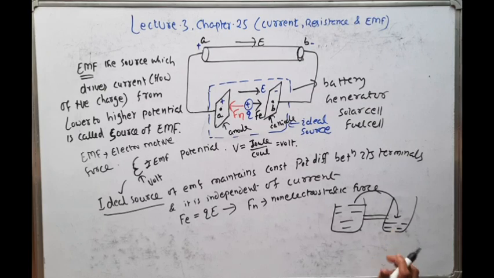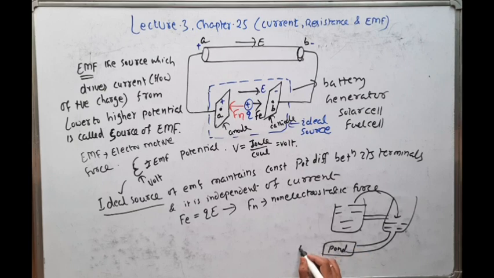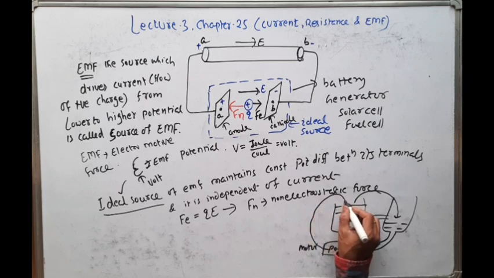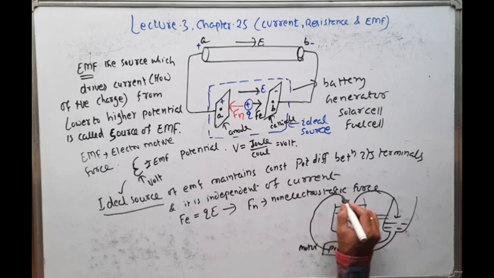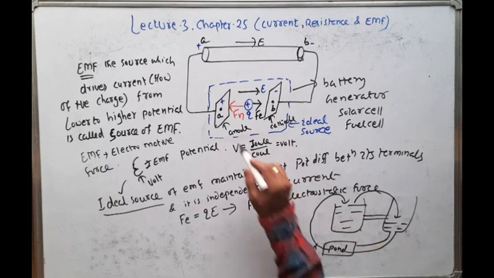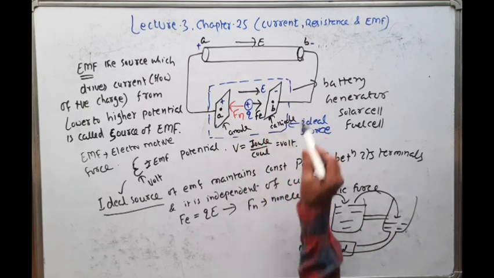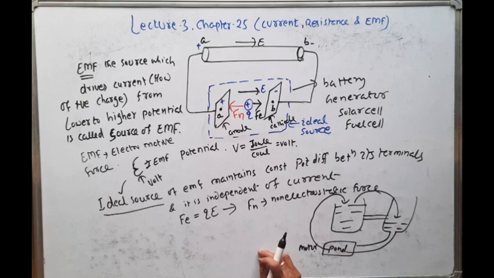But if I make this a pond and connect a motor, this motor will push or lift the water from ground level to a higher level. In this way we can get a continuous flow of water. So this motor in this example is nothing but the source. That source may be a battery, a generator, a solar cell, or a fuel cell.